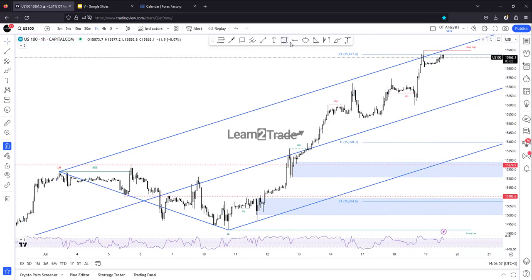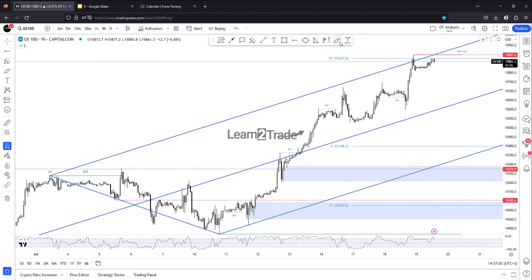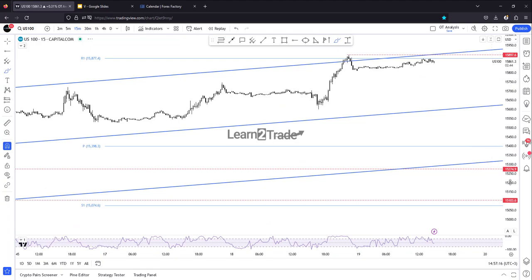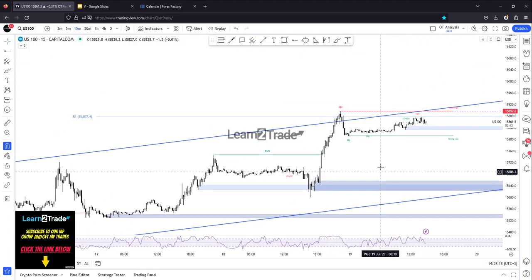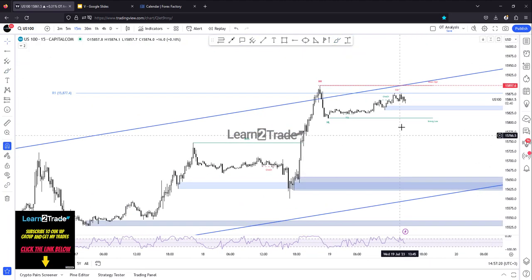So US 100 here has reached resistance R1 and also the upper medium line of the ascending pitchfork. And in my opinion, if it stays below 15,897, testing and retesting here, or developing a bearish pattern, then it could turn to the downside. It could develop a potential sell-off. That's why right now I'll keep an eye on this market, but I don't want to sell it as long as it stays above the immediate lows.